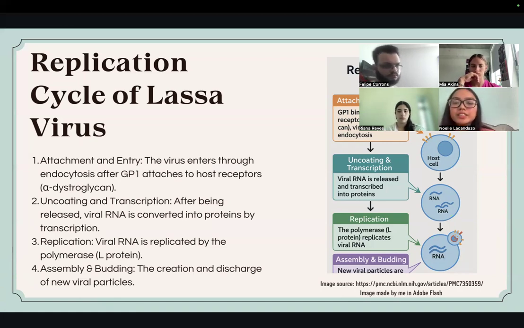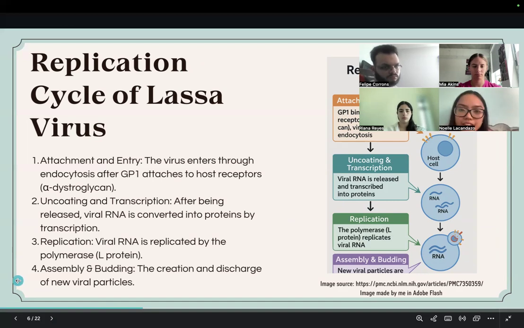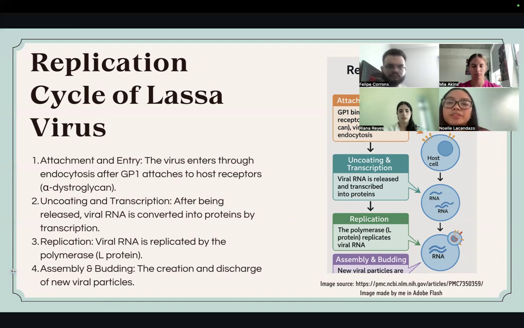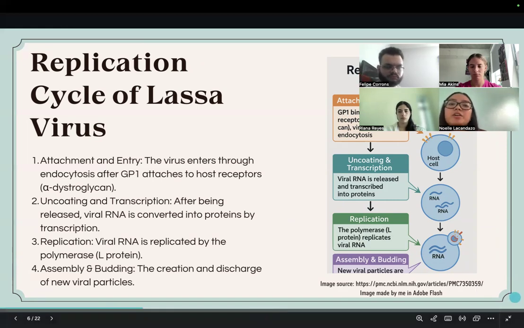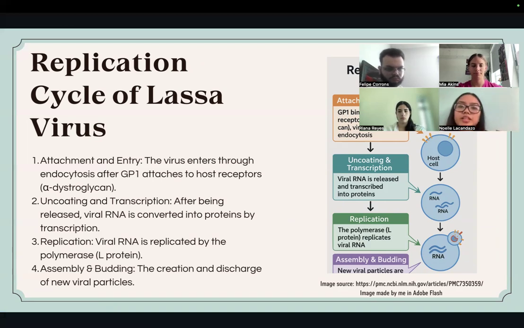And then the second step is the uncoating and transcription. After being released, the viral RNA is converted into proteins by transcription. Then the replication, which happens when the viral RNA is being replicated by the polymerase L protein. And then the fourth step is the assembly and budding, the creation and discharge of new viral particles.